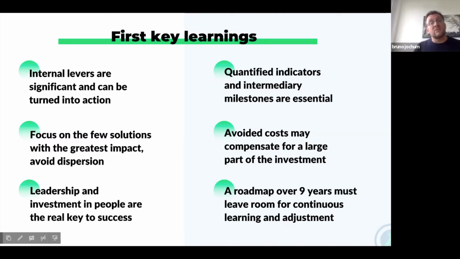Fifth, avoided costs can actually compensate for a large part of the investments. Probably depending on the organization, they can compensate them totally or actually not totally. And this has to be seen case by case. And finally, a roadmap is about an adaptive strategy. So it needs continuous learning, continuous adjustment, and it means providing space for this to happen over the years.